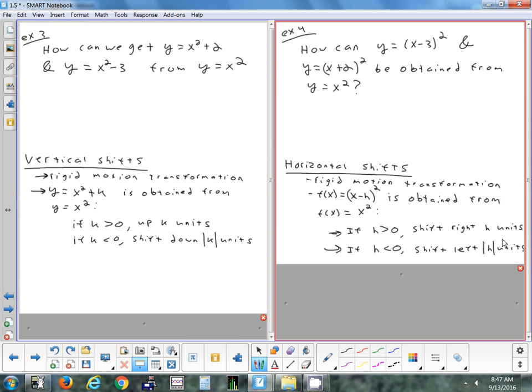And I'll write it right here. So minus 3, that's going to shift right 3. Plus 2 is going to shift left 2. That's what I mean by opposite. And of course, anytime we shift, we're moving that vertex.